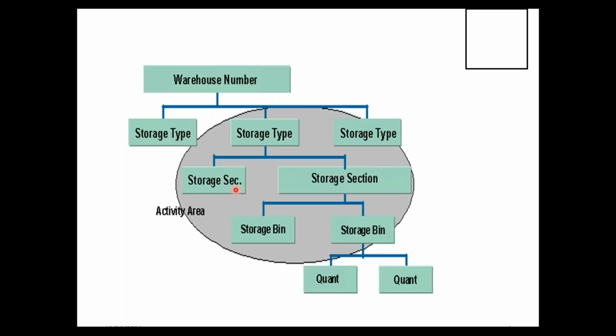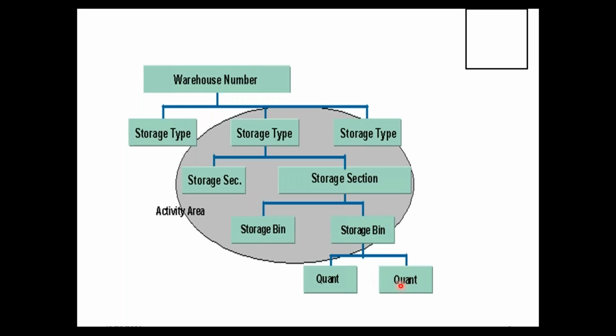Then within each storage type, there can be several storage sections, like section 1, section 2, or fast moving, slow moving, heavy, light. There can be any examples. Then within storage sections, there are storage bins, and then quants within the bin based on stock.